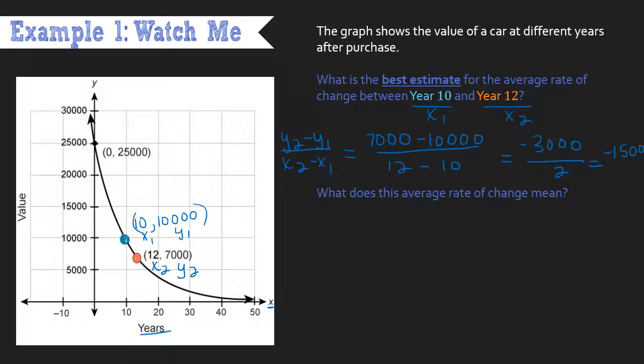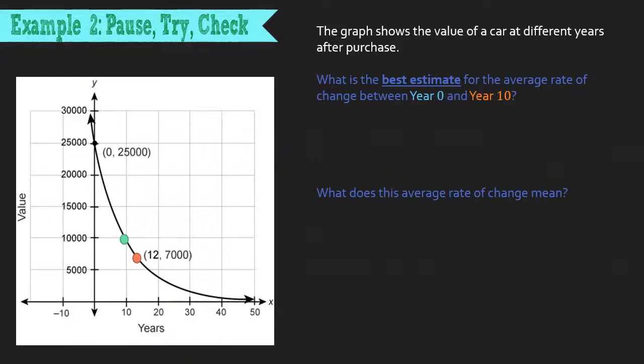So what does that mean for this situation? Well, this is talking about the value of a car after different years. So from year 10 to year 12, my value has decreased by $1,500. So the value of the car decreased by $1,500 per year. So each year between those two values, I was losing about $1,500 in the value of the vehicle. Let's try another one.